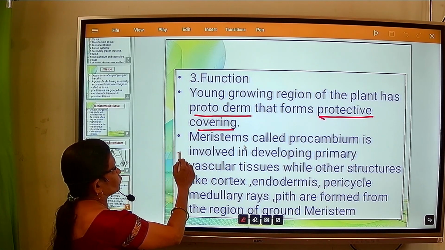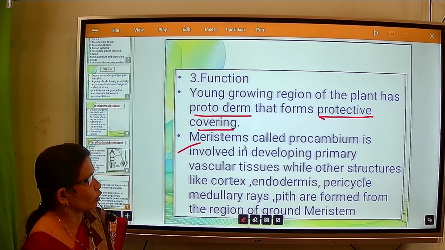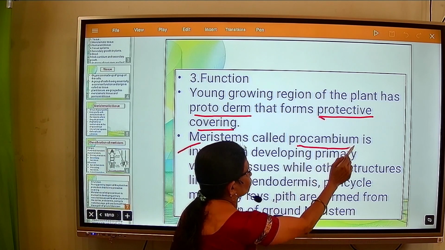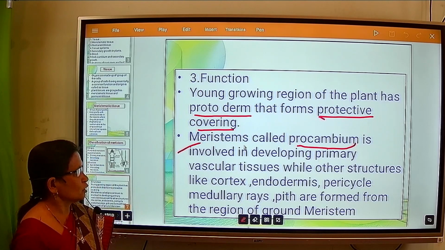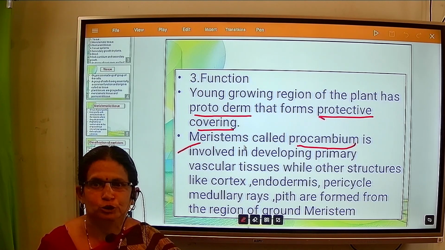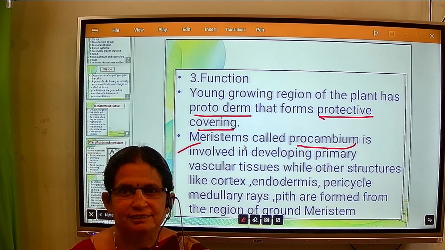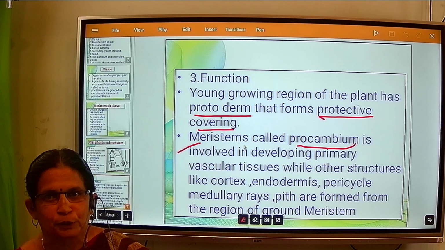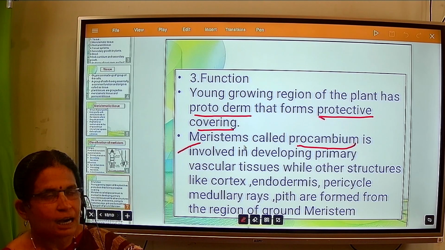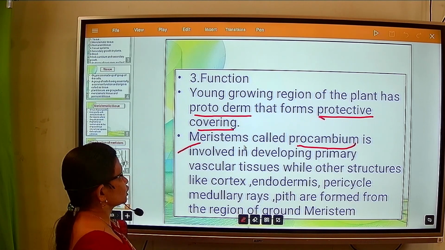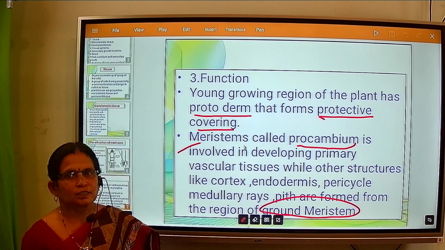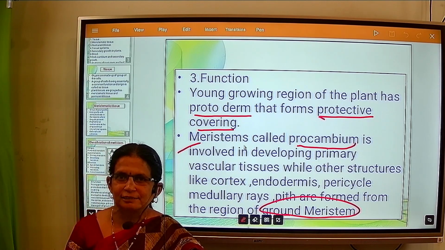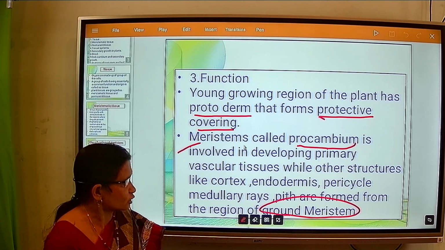Second and most important thing, meristems are called procambium. Procambium is involved in developing primary vascular tissues, while the pericycle, endodermis, medullary rays, etc. are formed from the region of the ground meristem. So these are the different functions of the meristematic tissues.